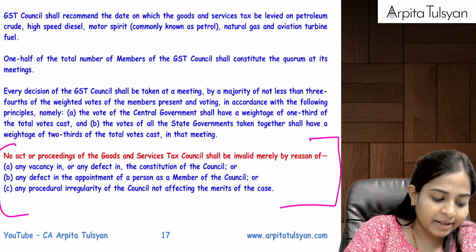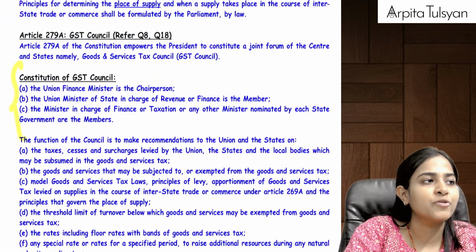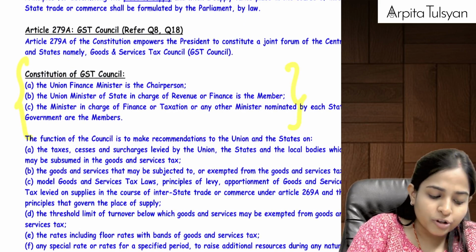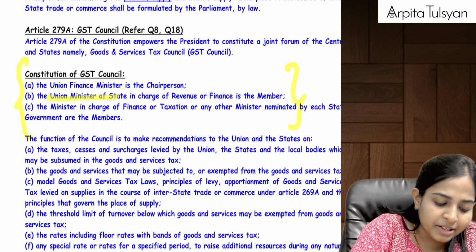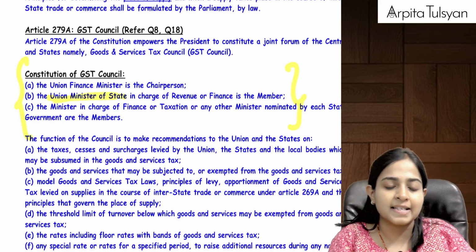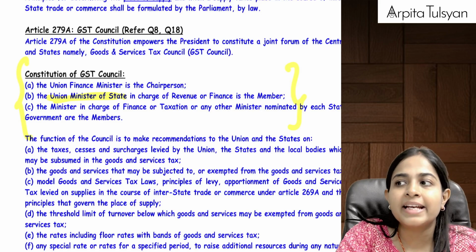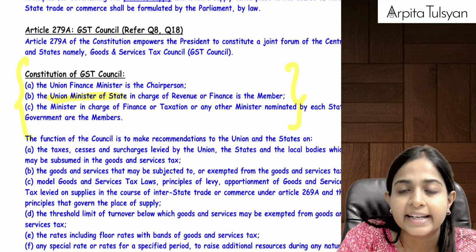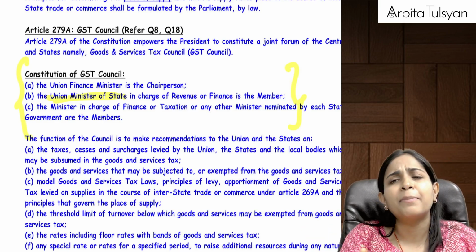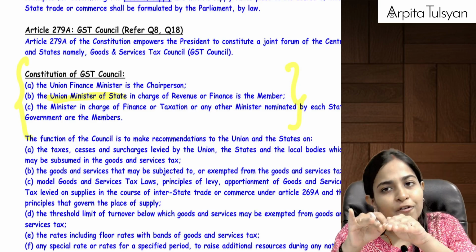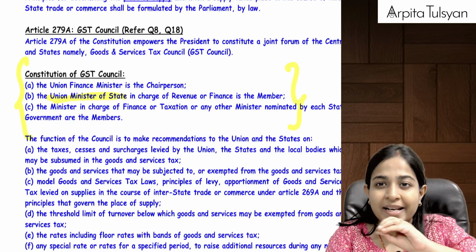Now let's say we already know that in the constitution of the GST council, can you see this on the board? Yes, in the constitution of the GST council there are certain members. Let's say the finance minister is there, the union minister of state in charge of revenue or finance is there, etc. Let's say there is any vacancy in their place. Vacancy means their position has become vacant. That can be because of resignation, death, or any other reason. One of the places in the GST council is vacant. The place is empty now.